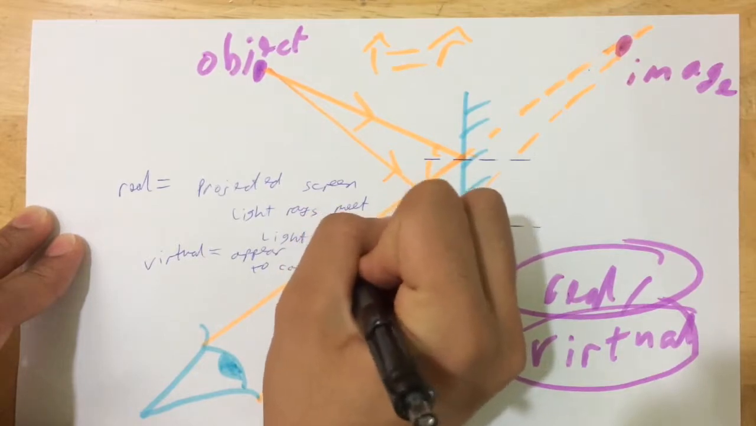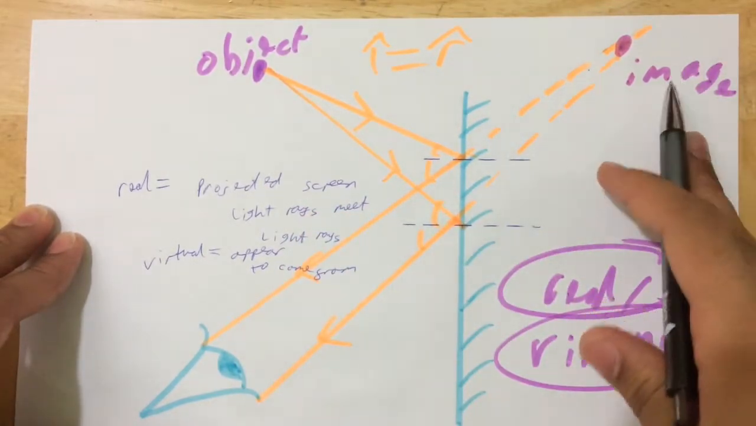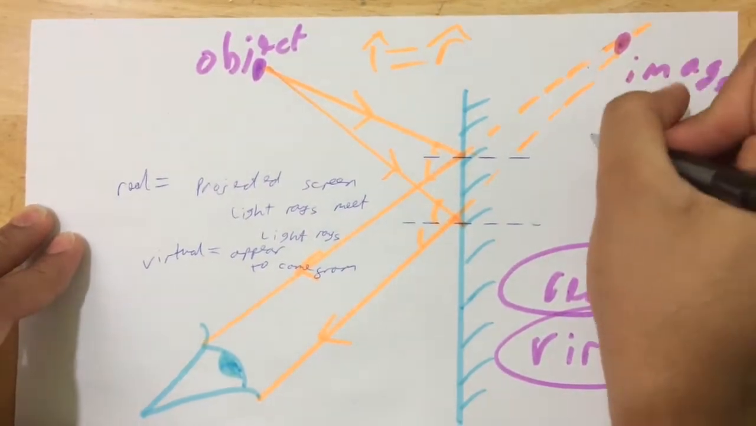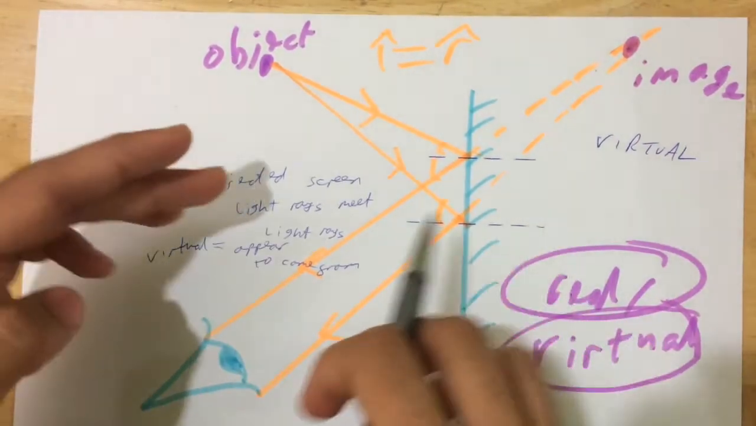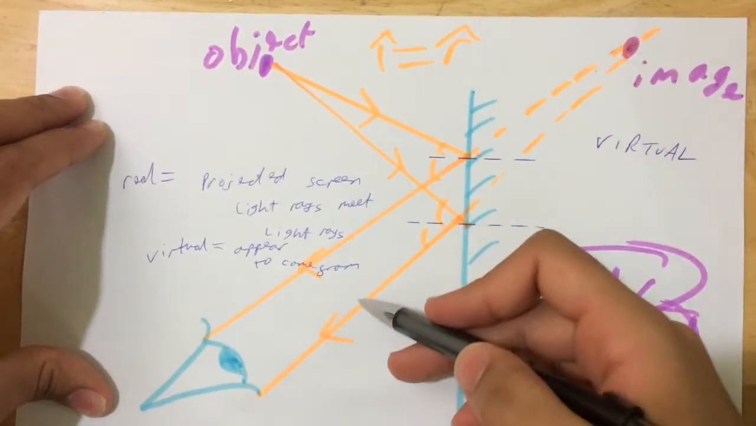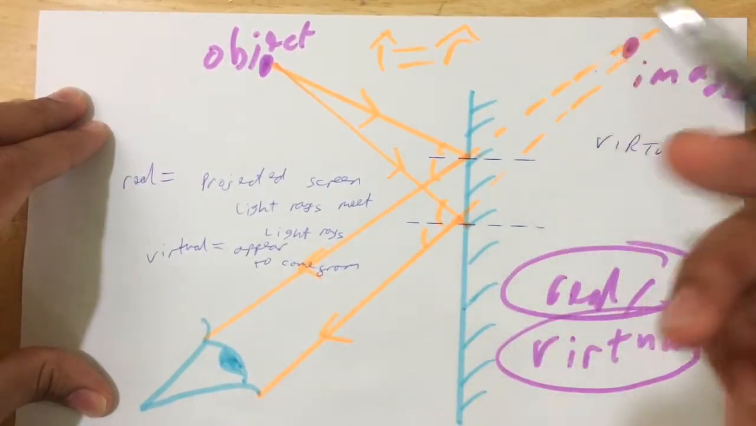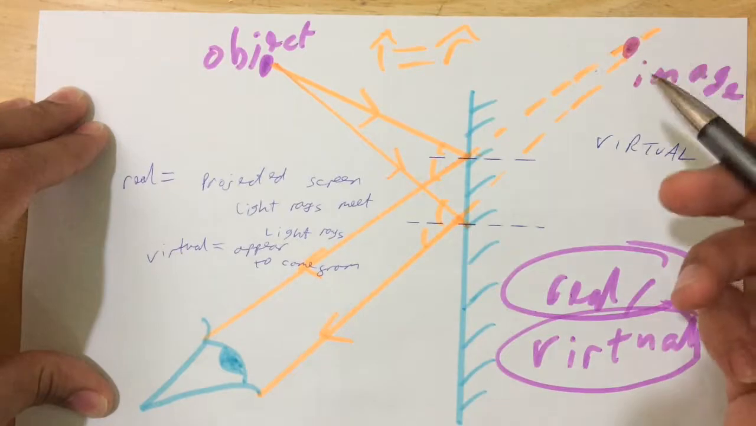So which one is this image? Is this image real or is it virtual? This image, I can tell you, is virtual because light rays appear to come from it and it is in a mirror. If an image is in a mirror, it is a virtual image.